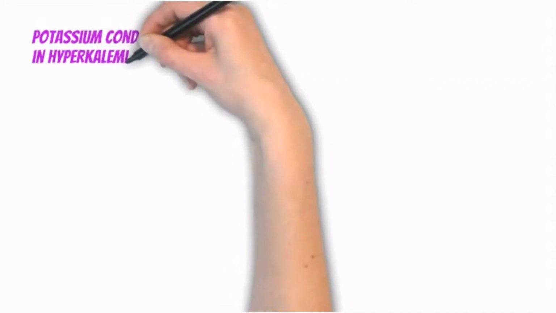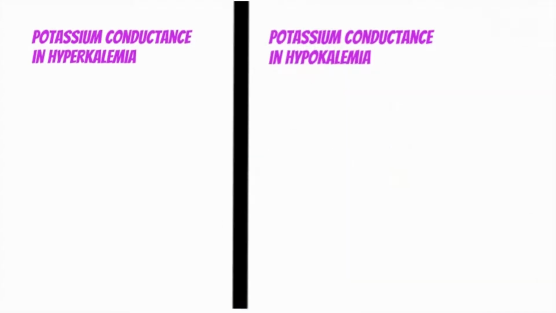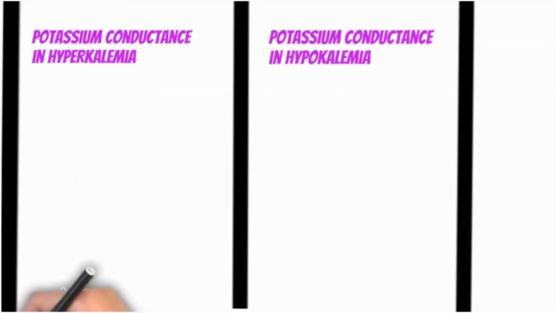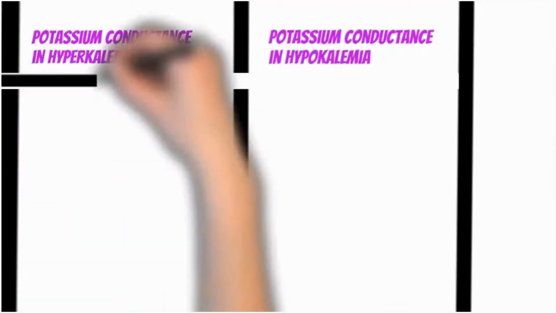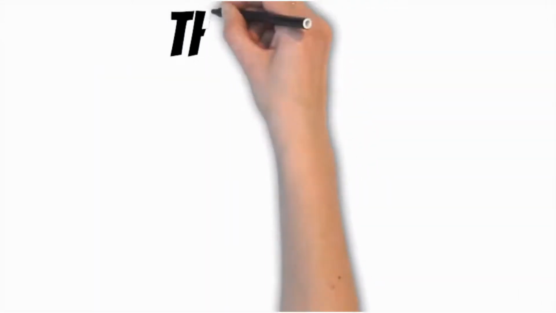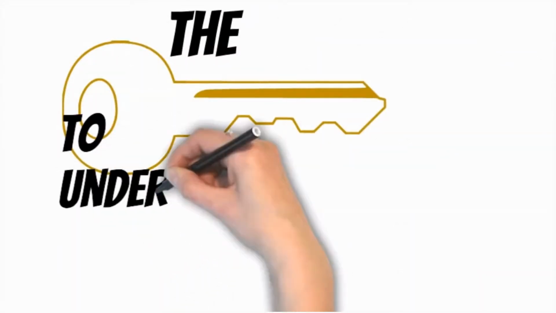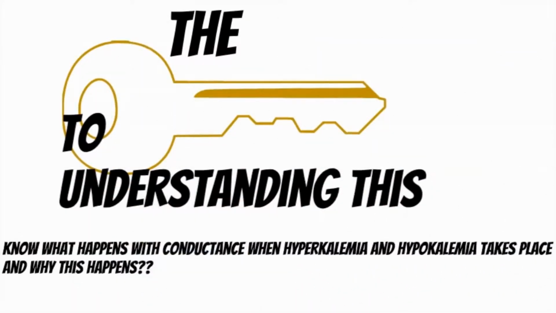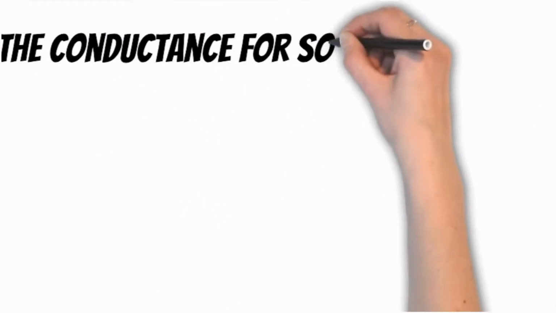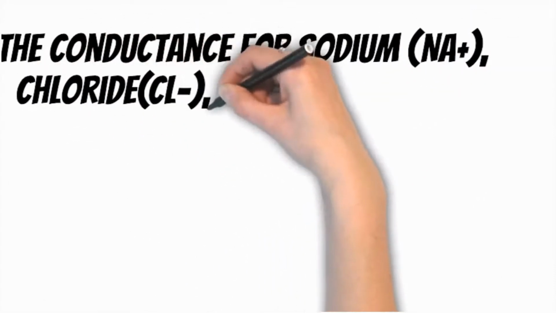In hyperkalemia, the large amount of potassium in the extracellular space prevents potassium from leaving the cells as much, causing decreased conductance, which results in a depolarization. The opposite will happen with hypokalemia, causing an increase of conductance leading to hyperpolarization. The key for understanding this concept is understanding what is happening with high conductance and how hyperkalemia and hypokalemia affect the conductance. The conductance for the other ions such as sodium, chloride, and calcium is low at resting membrane potential due to very few leaky ion channels.